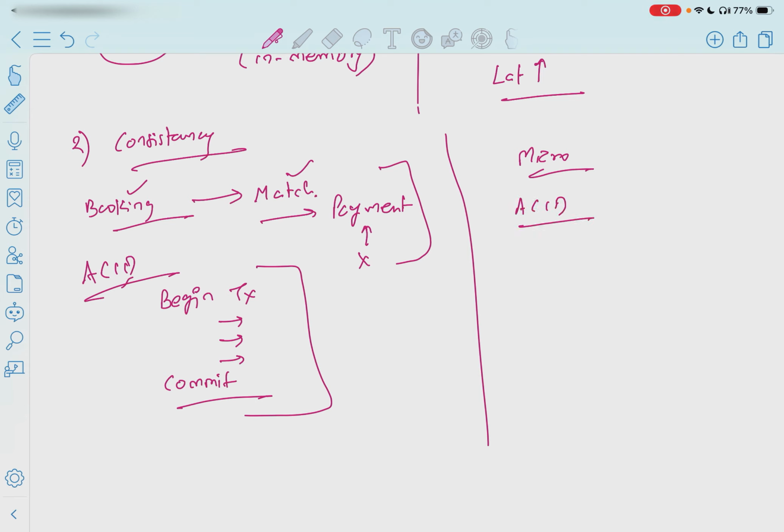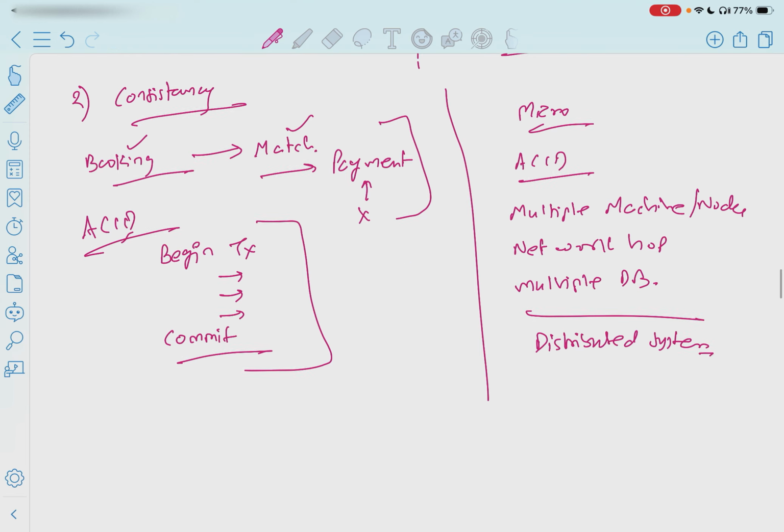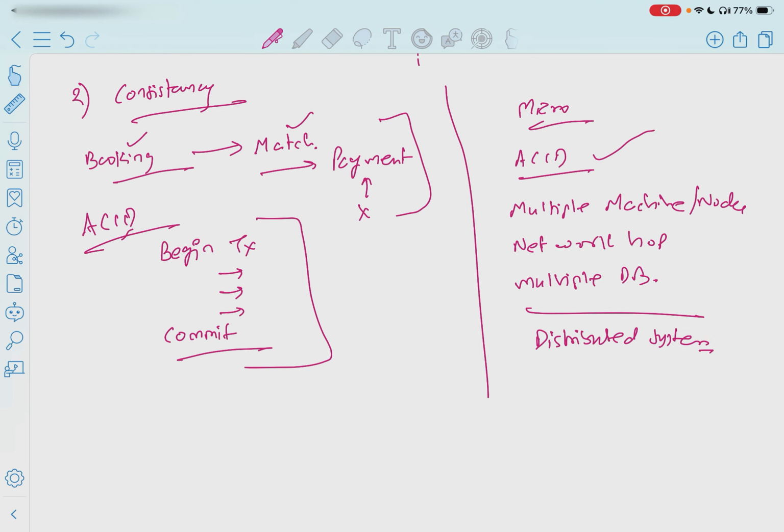No, right? Because the main problem in microservices is we have multiple machines or multiple nodes, right? We have network hops, maybe multiple databases. Because of this, it is a distributed system, so we cannot use ACID transactions and lock and wait for other services.